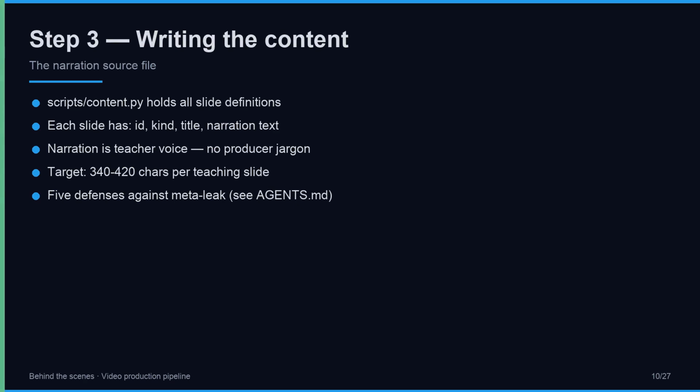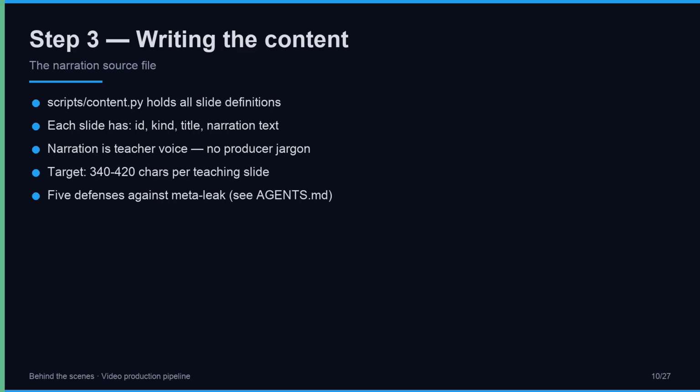This file holds every slide definition as a Python dictionary. Each slide has an ID, a kind, slide or insert, a title, optional bullets or code, and the narration text that will become speech. The narration is written in teacher voice only, no producer jargon, no mentions of slides or diagrams or pipelines. We target 340 to 420 characters per teaching slide, which translates to roughly 22 to 28 seconds of audio. 5 layered defenses prevent meta leak, the accidental inclusion of production terminology in the spoken track.